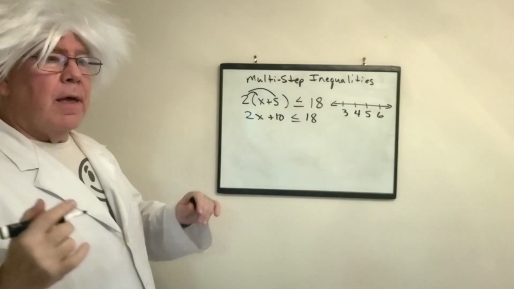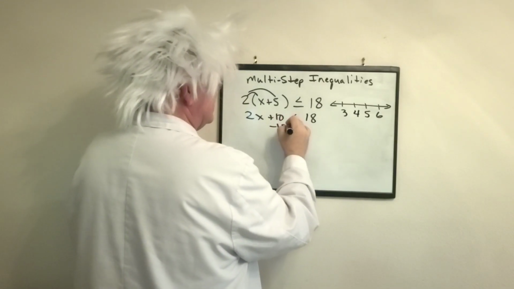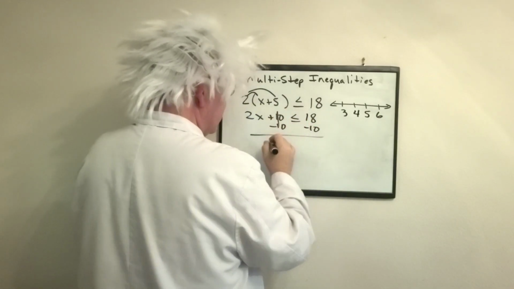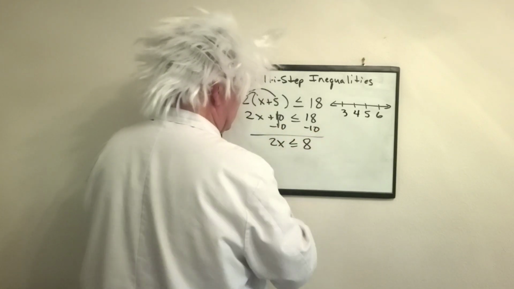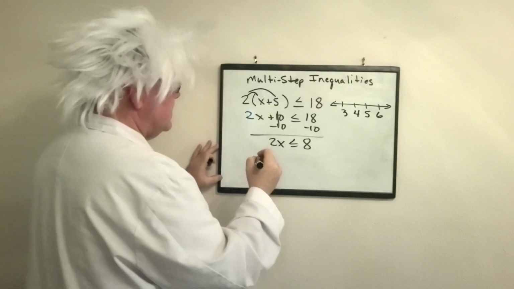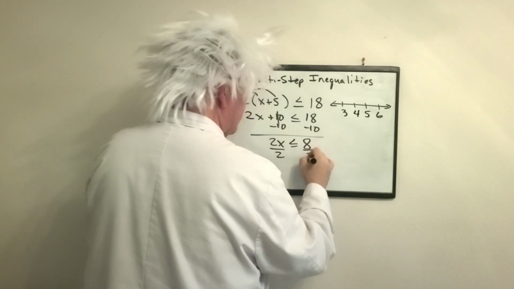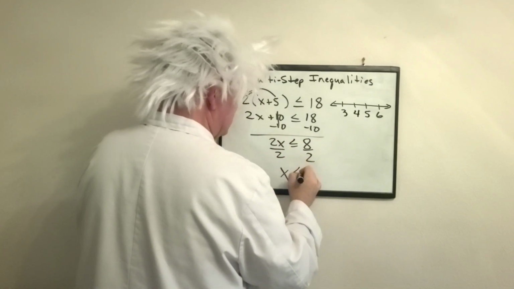So far, so good. Next thing we're going to do is we're going to subtract 10 from both sides. That creates a 0 pair. 2x is less than or equal to 8. Last but not least, I'm going to divide by 2, and x is less than or equal to 4.